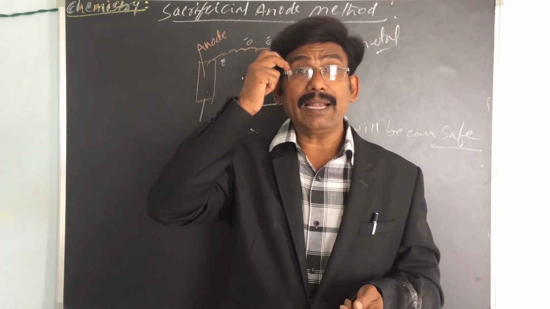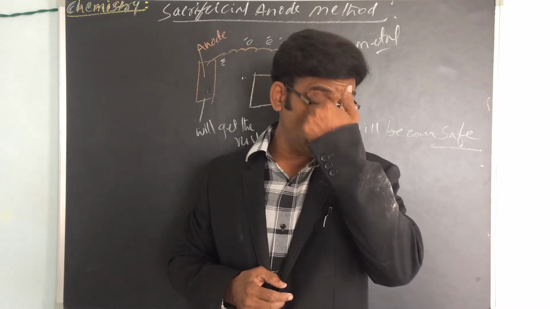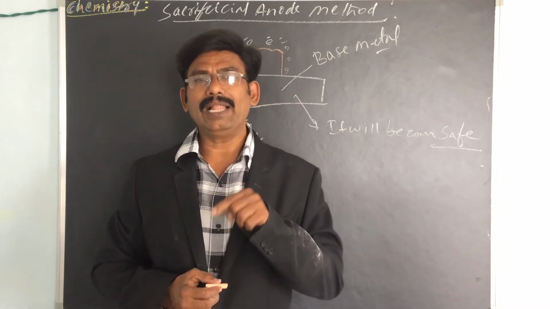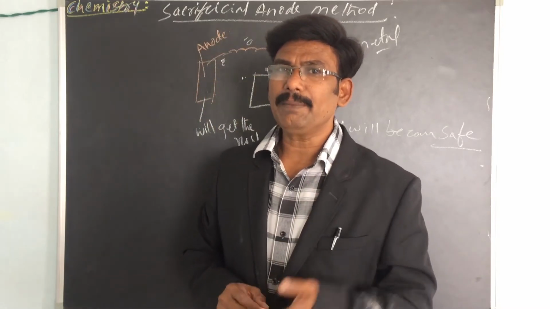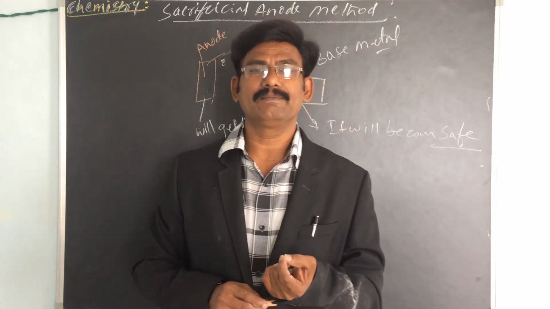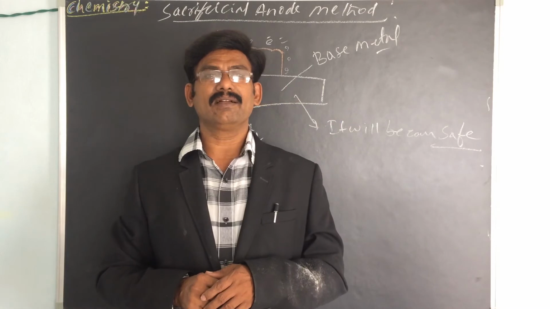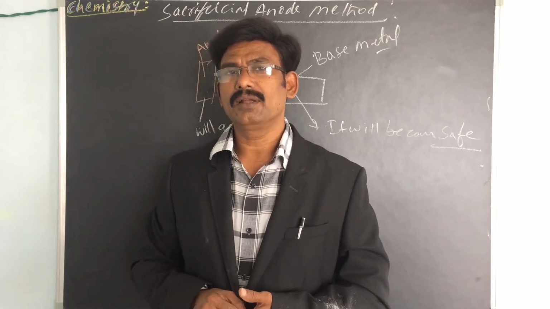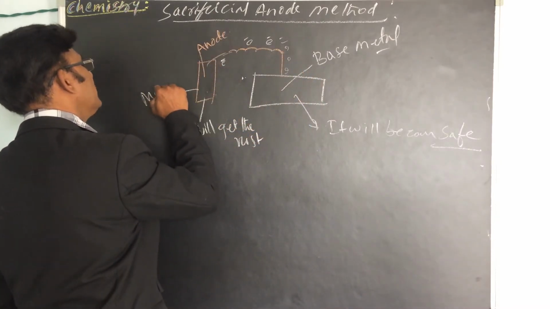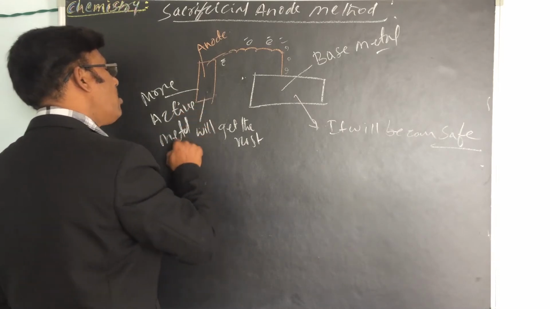The more anodic metal itself gets corroded slowly, while the parent structure, which is the cathode, is protected. The more active metal so employed is called the sacrificial anode. It is a more active metal.